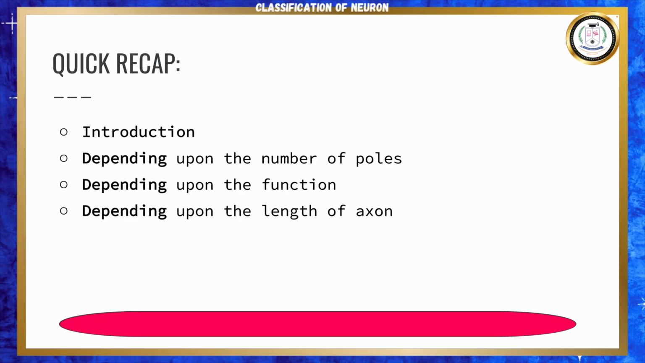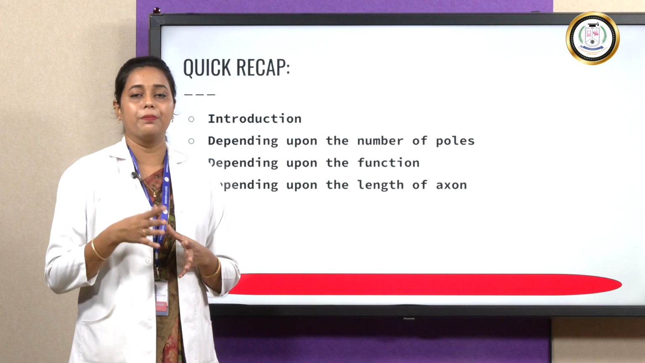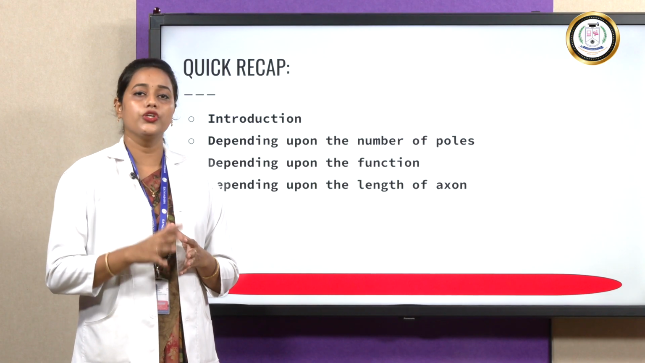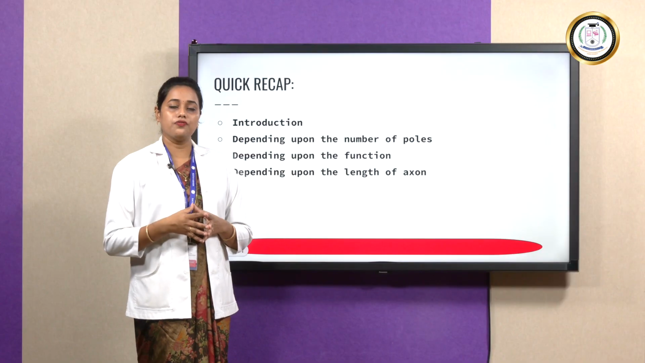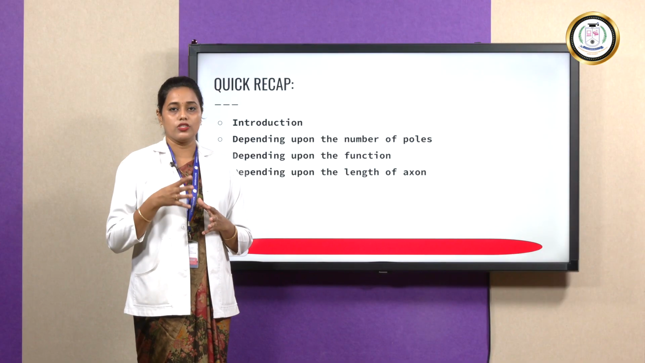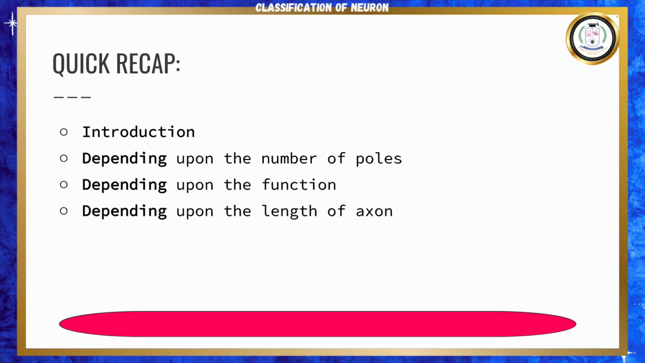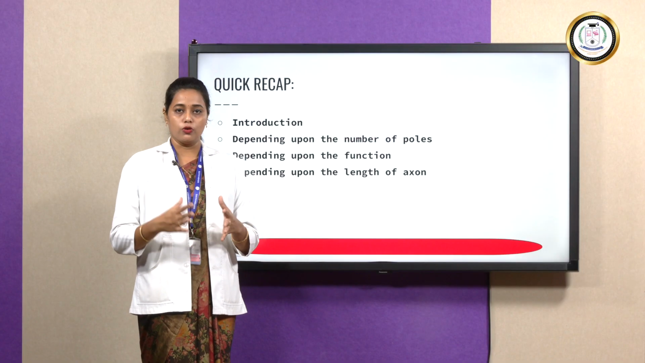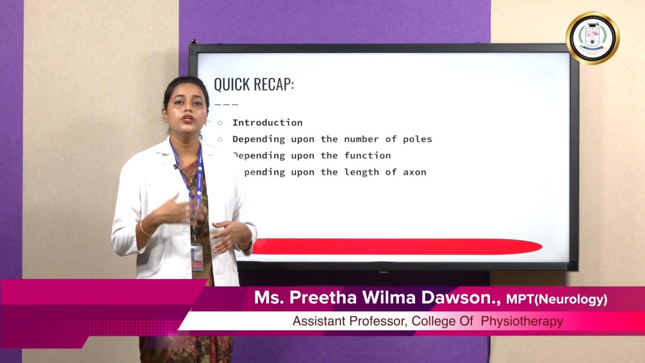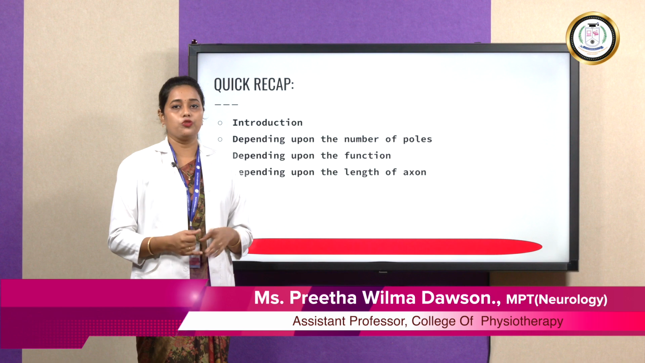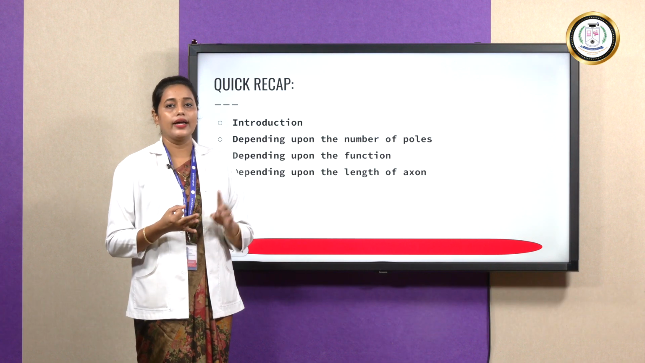Now we will have a quick recap for this video. In the introduction, we discussed what a neuron is. A neuron is the basic structural and functional unit of the nervous system. In the previous video, we discussed in detail the structure and the functions of the neuron. The neurons are divided into three major categories. The first category is depending upon the number of poles. Depending upon the number of poles, the neuron is further divided into three subtypes: unipolar, bipolar and multipolar.